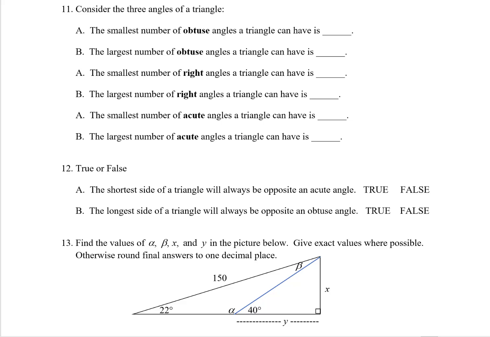Problem number 11. The smallest number of obtuse angles you could have in a triangle. Well, you don't have to have any obtuse angles in a triangle. You could just have all acutes. So you don't have to have any. What's the most you could have?